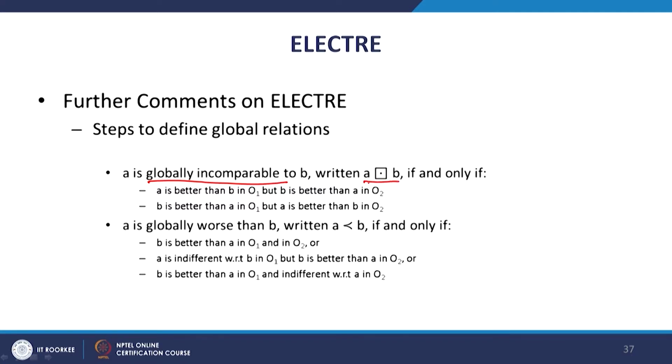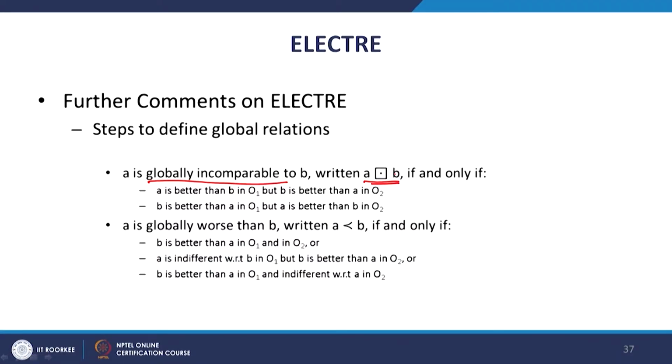It is typically denoted by a square operator. So, A square B, and this is going to be if and only if A is better than B in O1, but B is better than A in O2, or B is better than A in O1 and A is better than B in O2. So, in one preorder A is better than B, and in the other preorder B is better than A. Therefore, we will reach an impasse and we will not be able to determine. So, we can term this particular scenario as A being globally incomparable to B.